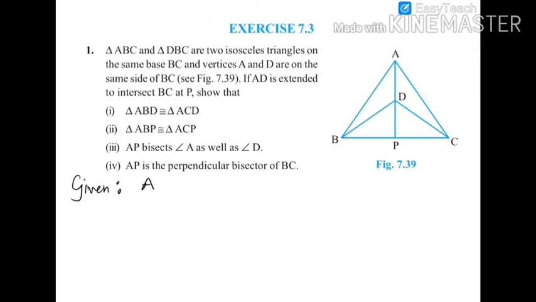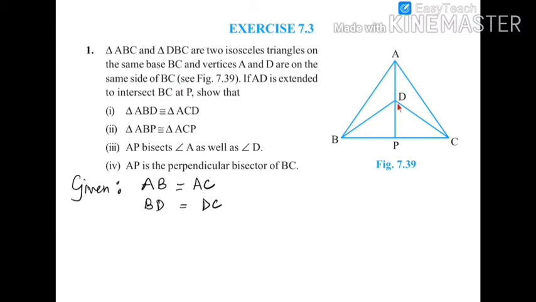Since triangle ABC is isosceles and the base is BC, we can say AB is equal to AC. Similarly, isosceles triangle DBC also has the same base BC. So we can say that BD is equal to DC. Vertices A and D are on the same side of BC. We can see that from the figure.